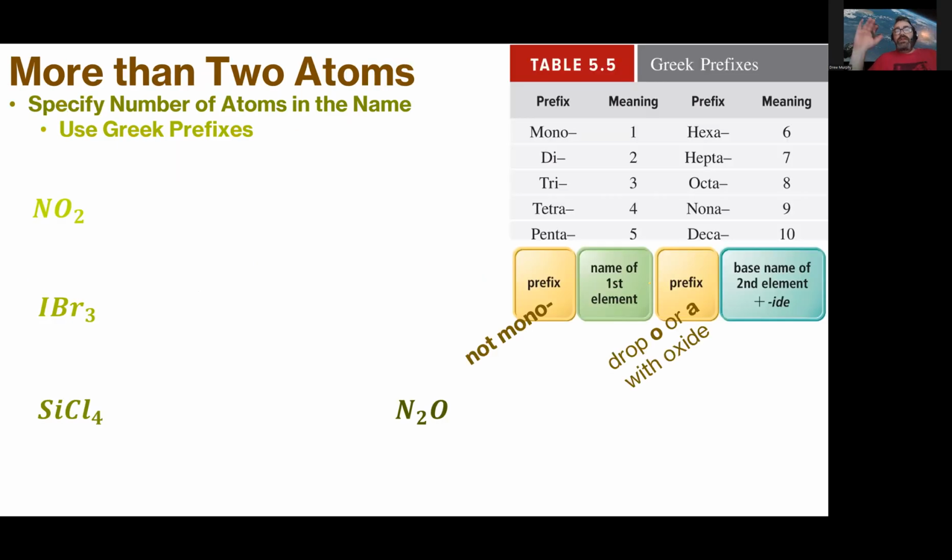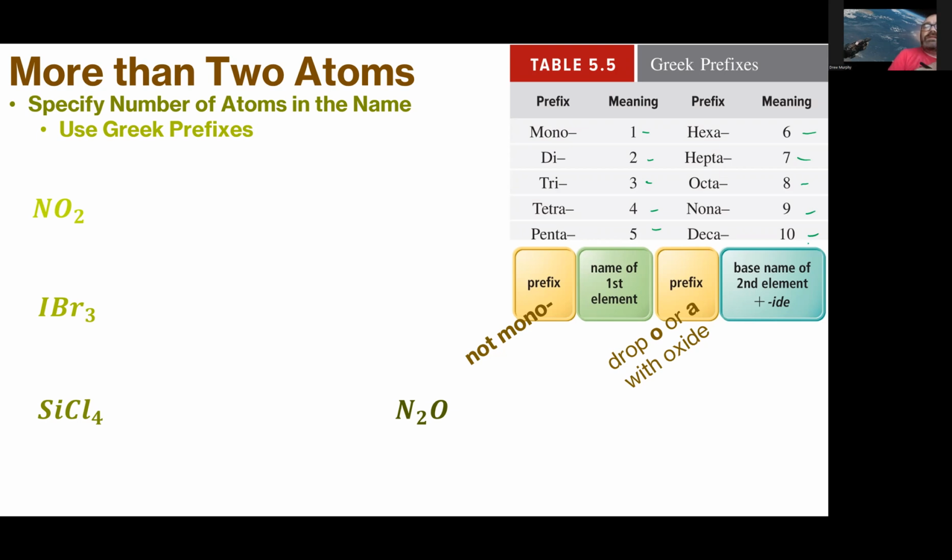If you have more than two atoms, it still counts as binary as long as you only have two elements there. But because we don't have charges to worry about, we're going to have some way to get those numbers into the name so we know what we're talking about. And for that, we're going to use Greek prefixes. You probably know some of these from previous studies. But they're here: mono, di, tri, tetra, penta, hexa, hepta, octa, nona, and deca.